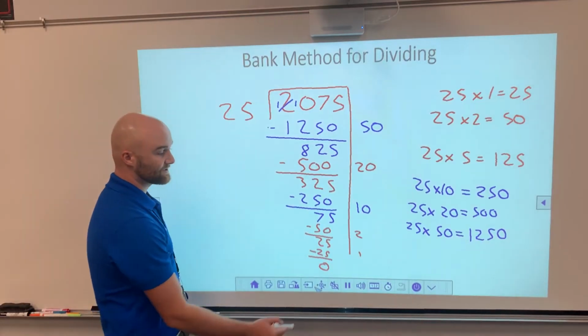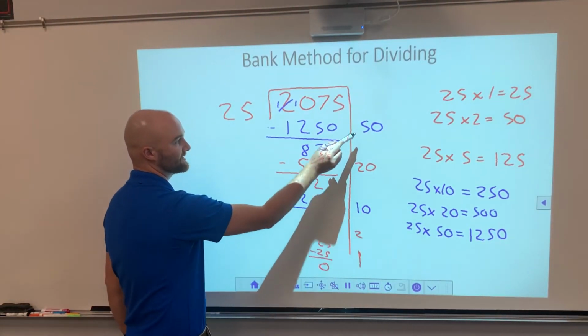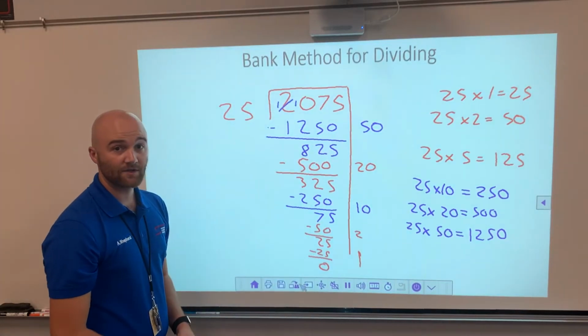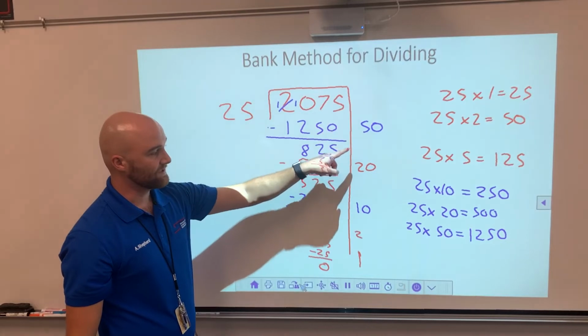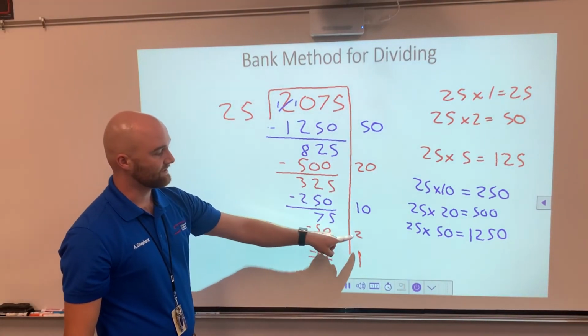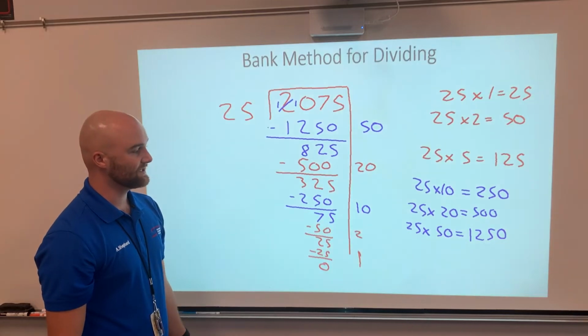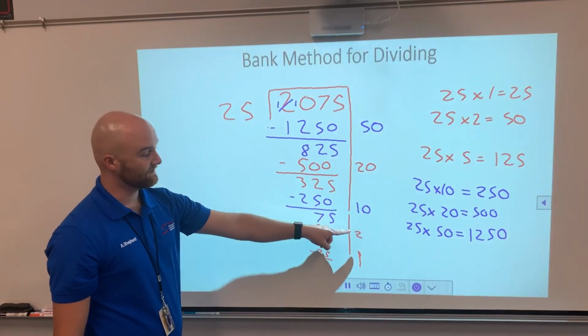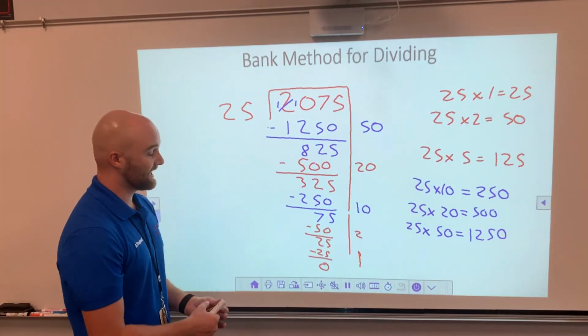Now to find my answer, all I have to do is add this 1, this 2, this 10, this 20, and this 50. When I add those all up, I'll find my full quotient. So for example, 50 plus 20 plus 10 plus 2 plus 1. 50 plus 20 is 70, plus the 10 is 80, plus the 2 is 82, plus the 1 is going to give us 83.